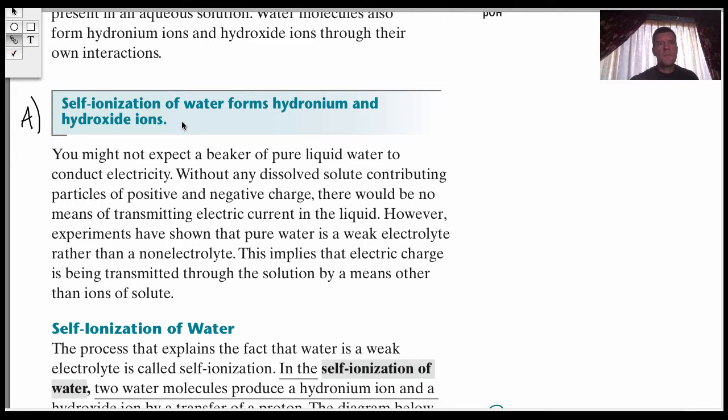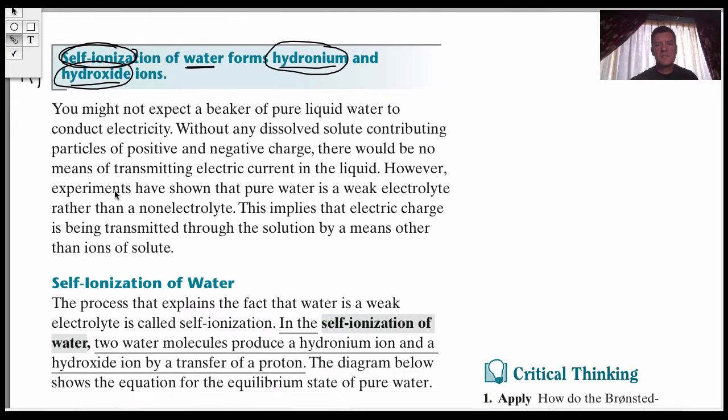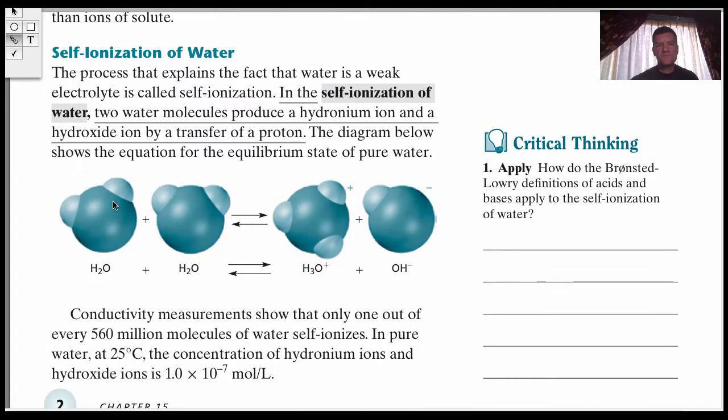So point A is that water self-ionizes into hydronium and hydroxide ions. It's kind of a weird concept, but pure water is going to have a small amount of hydronium ions and a small amount of hydroxide ions. It's called self-ionization. Here's what happens. Let's just imagine that we have two water molecules, and these two water molecules are going to self-ionize.